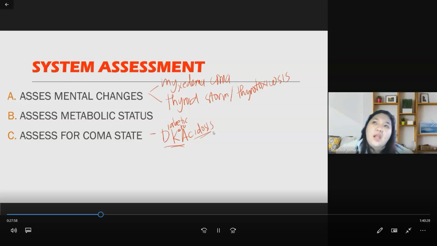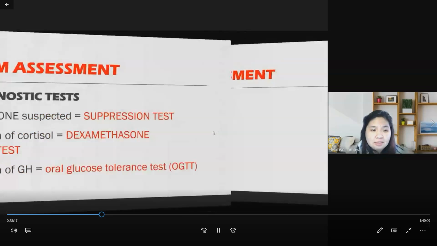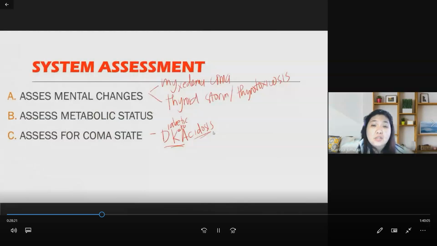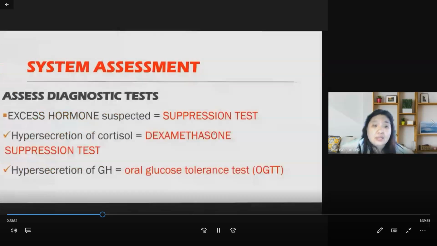Marami tayong mga pasyenteng nagkakaroon ng manifestations for your coma because of the complications. So you can always go to the understanding of how these disorders end up into your coma state. Okay, next we have, yan. Do you have any questions for the system assessment? This is actually in general, because each of these manifestations will be discussed later on pa. Okay? If there are no questions for the system assessment, let's move on to your diagnostic examinations.